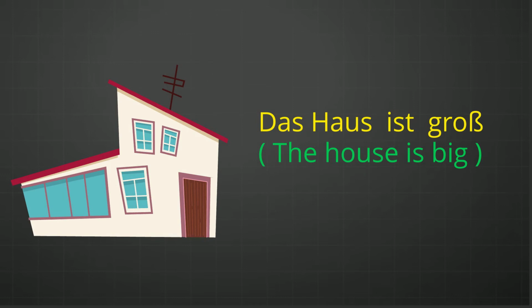Das Haus ist groß. The house is big. What is big? The house. The house is the answer. That is why the house is the subject in the sentence. House is a neutral gender noun. So the nominative article for a neutral noun is das. Das Haus ist groß. Das Haus is the subject in the sentence.